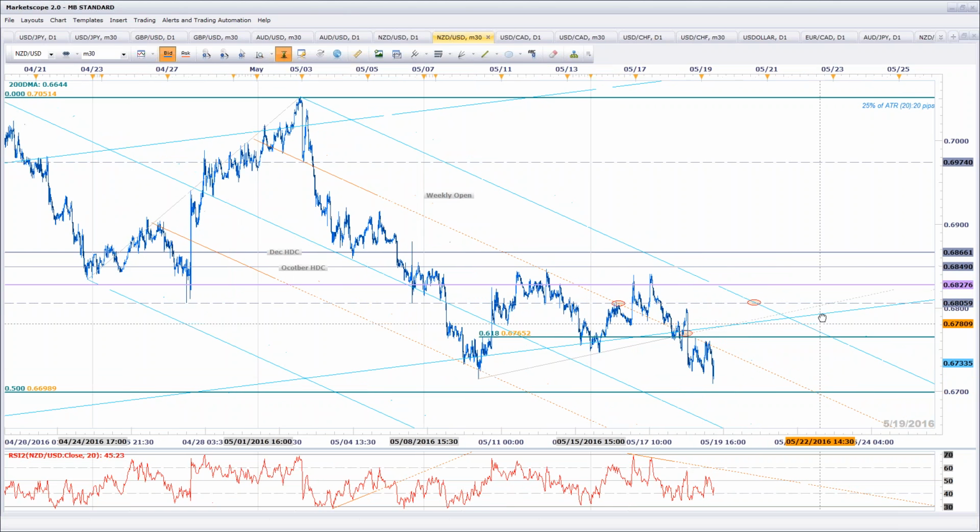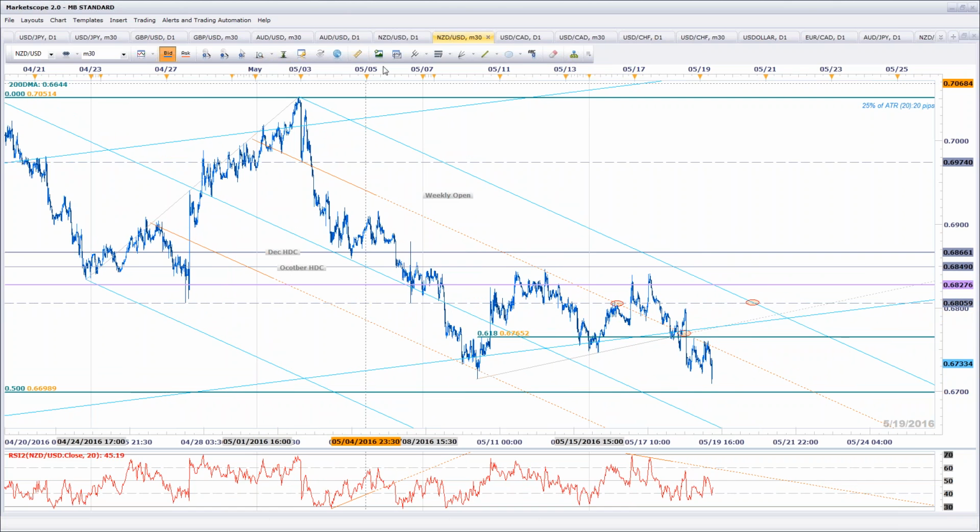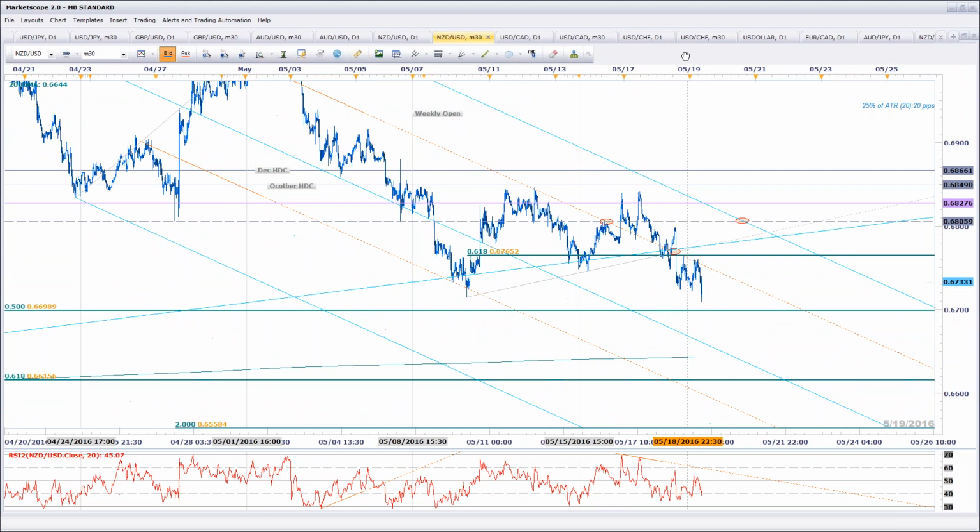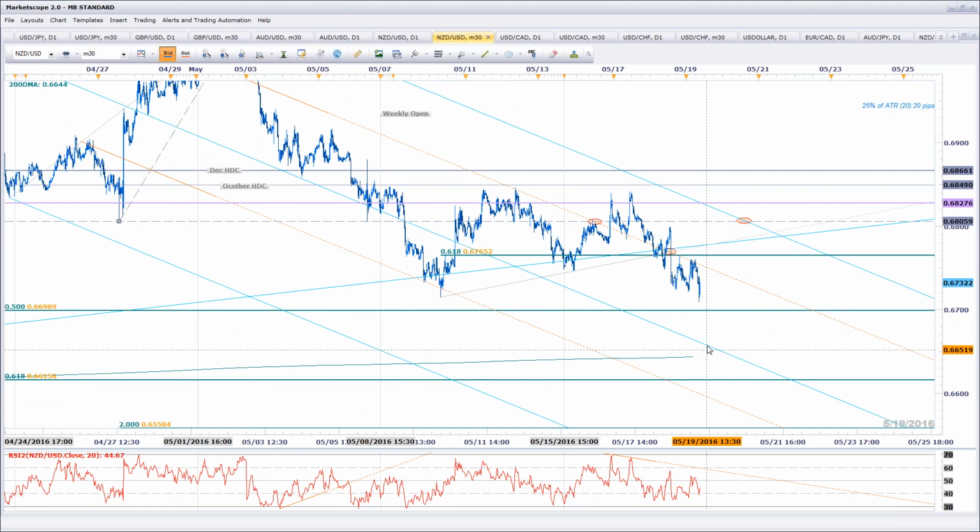A break lower beyond 67, you really don't have anything on tap until the median line, which, depending on where you are in time, converges on the 200-day moving average. And that's somewhere in the range of like 66.40s, 66.50. So some pretty key levels to the downside if you do clear that 67 handle.